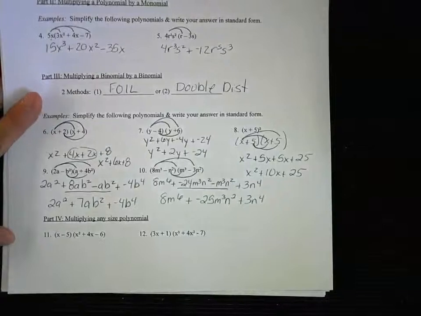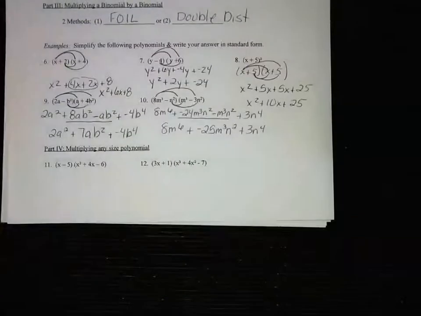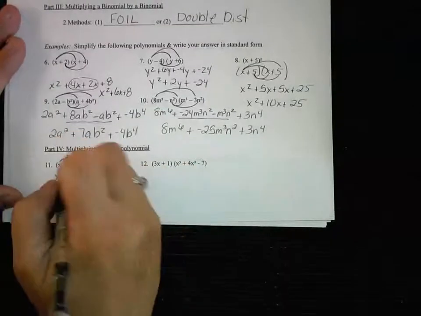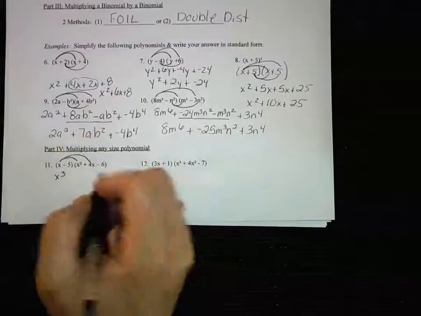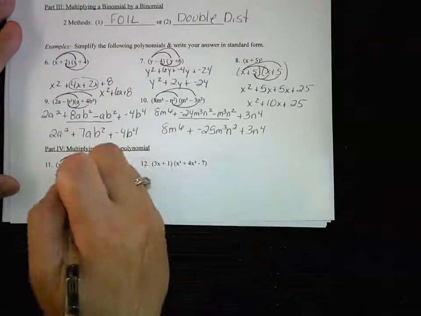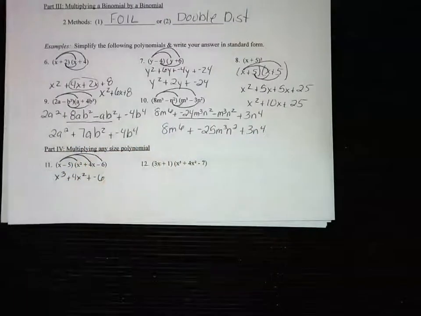The next part, we're multiplying any size polynomial times any size polynomial. And same thing, we just keep distributing and combining like terms. Number 11, we are going to do x times x squared, which is x to the third. X times 4x is 4x squared. And x times negative 6 is negative 6x.